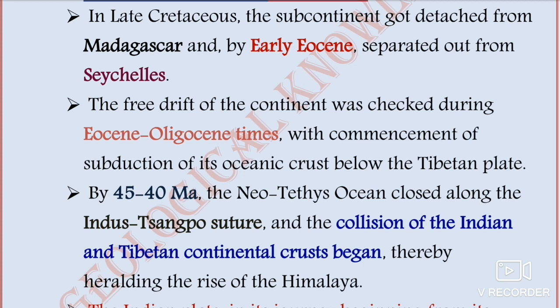By 45 to 40 million years ago, the Neo-Tethys ocean closed along the Indus-Tsangpo suture zone, abbreviated as ITSZ, and the collision of Indian and Tibetan continental crust began, thereby heralding the rise of the Himalaya. So we are all aware of the tectonic evolution of the Himalaya. That took place 45 to 40 million years ago, when the Neo-Tethyan ocean closed along the Indus-Tsangpo suture zone, and the subsequent collision eventually gave rise to the extensive Himalayas.